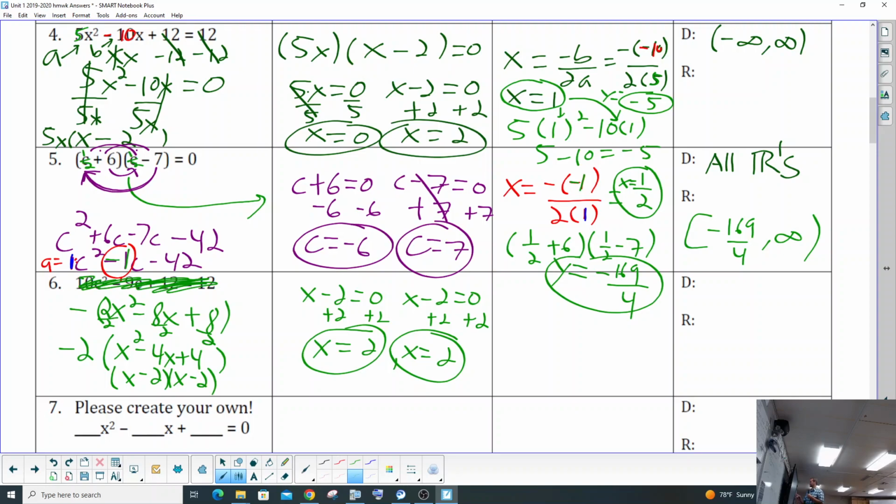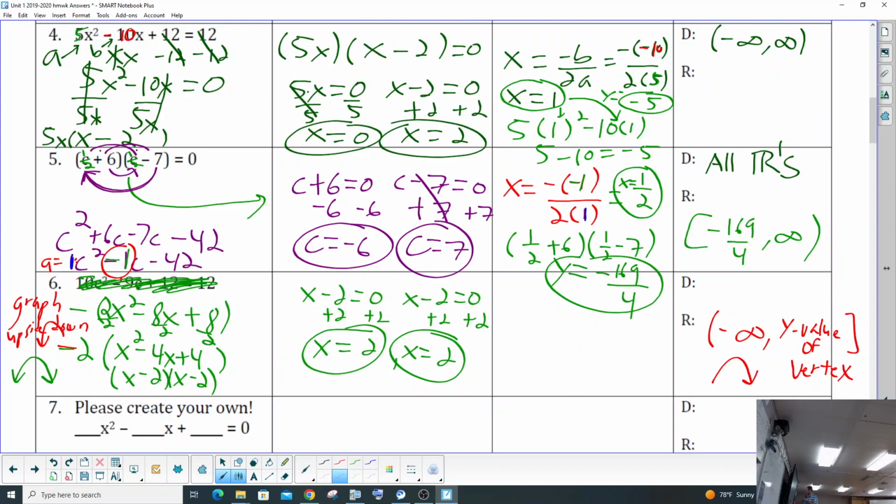Now the negative means that the range is going to change. The graph is actually going to go upside down. So that's what the negative means. The negative means that the graph is going to be upside down. And so what that means when you do this problem is that the range is actually going to go from negative infinity to the y value of your vertex. So it's going to basically be like this. The graph's going to be upside down.